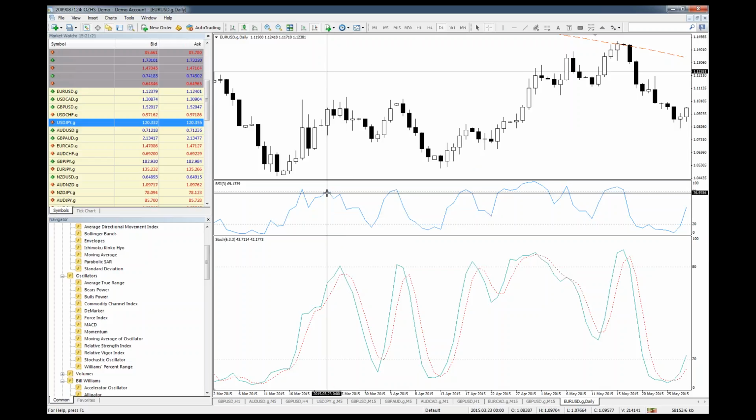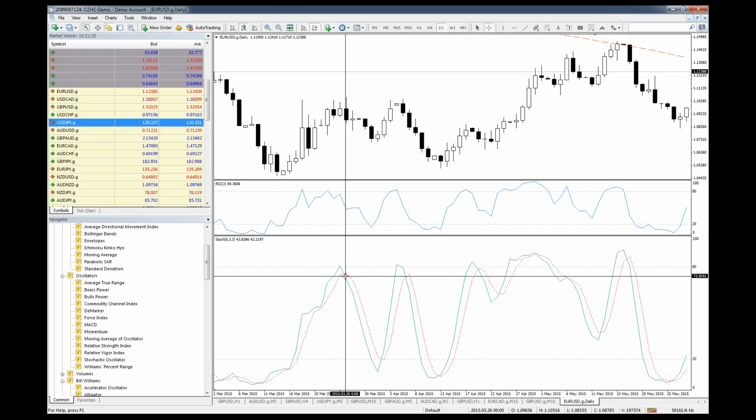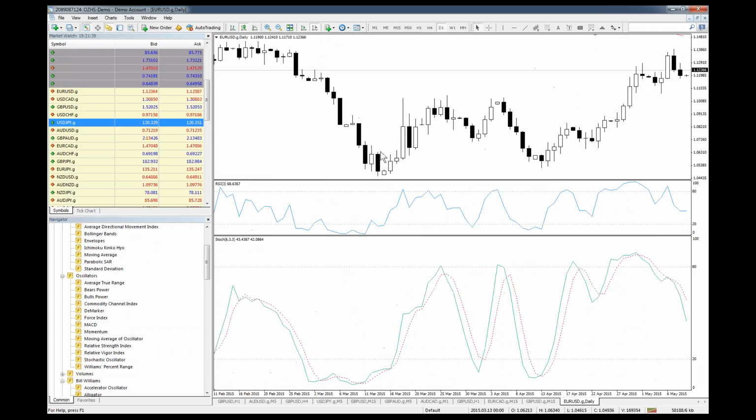We tagged the overbought there. We tagged the overbought on this one a bit later, but here's our stochastic cross on this candle. And this is, let's call it 150. You had a divergence right here. But it's very, very simple.